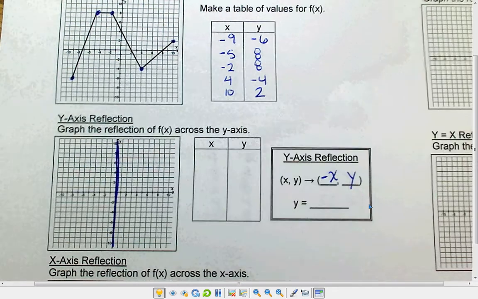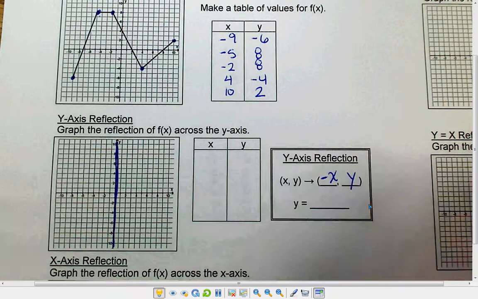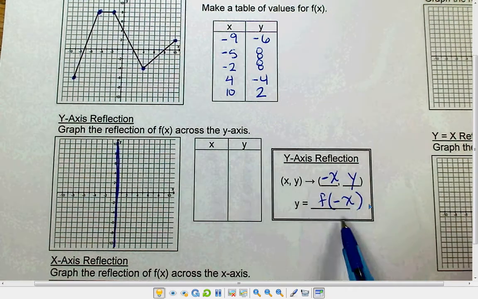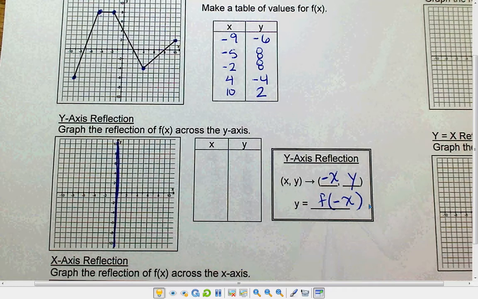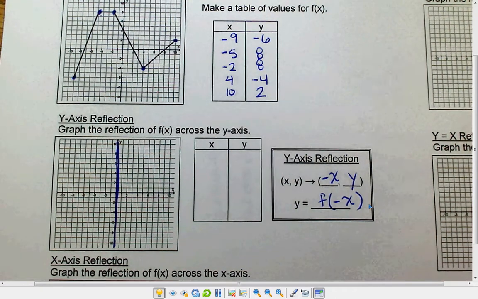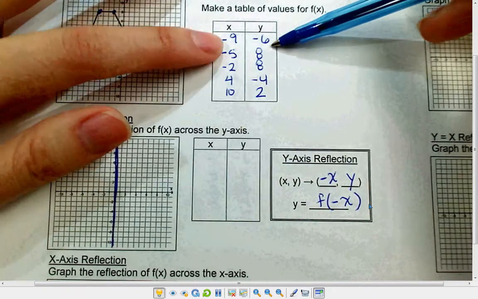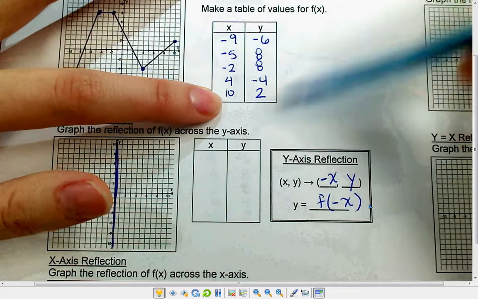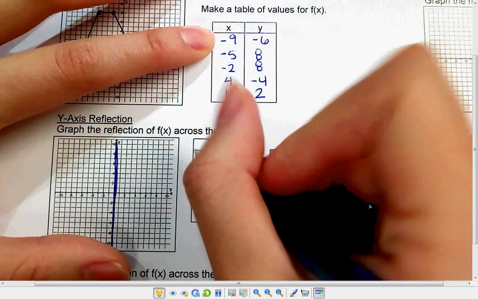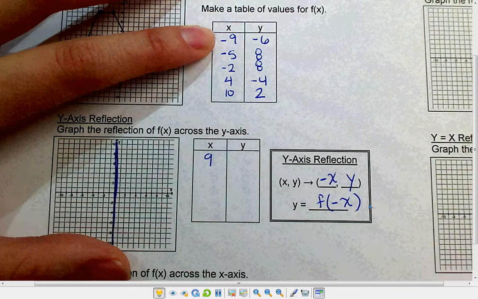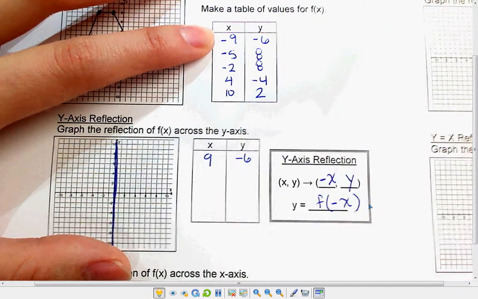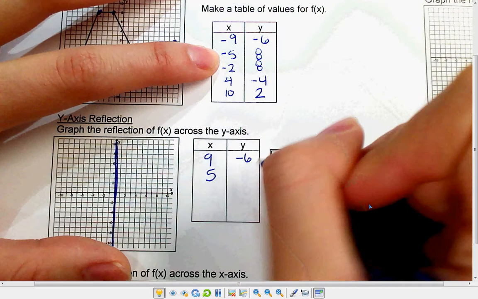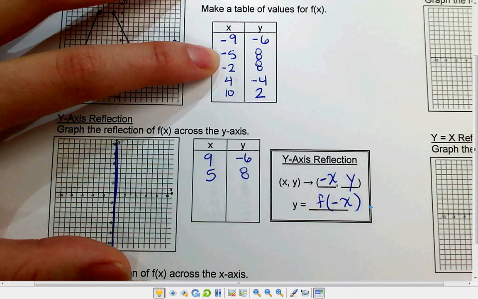Our y value isn't going to change at all. Another way of writing this is that we're plugging in -x for x, because we're just changing the sign of our x's. So if we look at our table of values here, we're changing the sign of all of the x's, and our y's aren't going to change at all. So if we have a -9, if we change the sign, it becomes a +9. Our y is still -6. If we change the sign of -5, it becomes a +5. Our y is still 8.